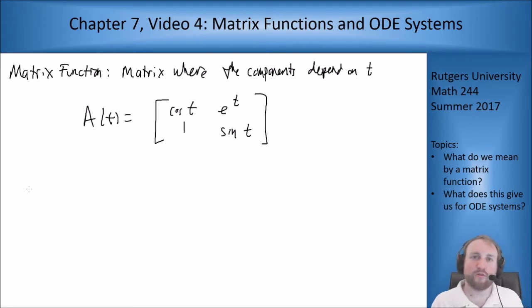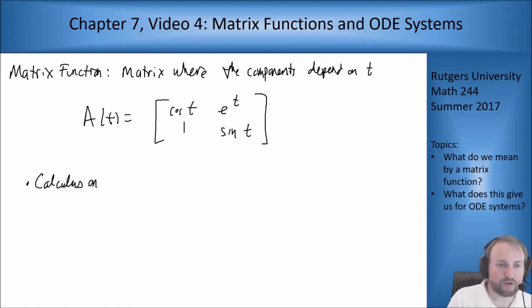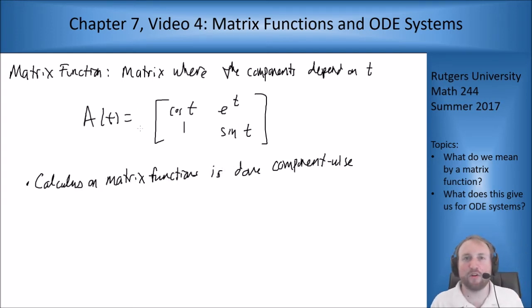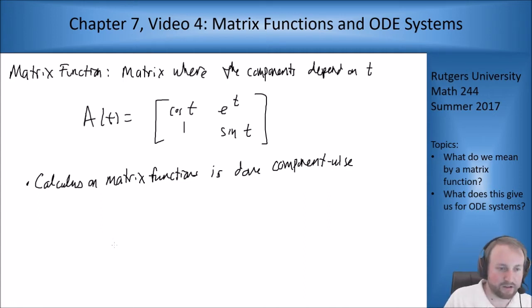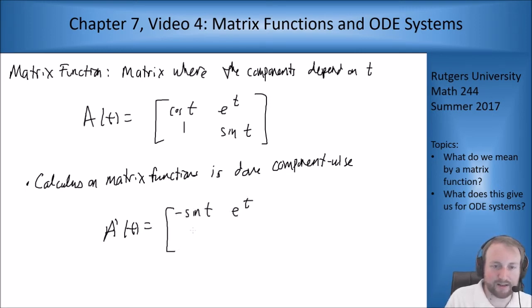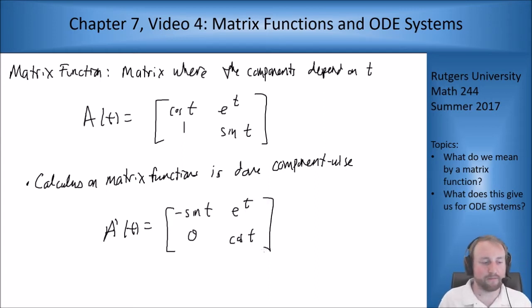So we can do calculus on these guys. Calculus on matrix functions is done component-wise. What I mean is you kind of ignore the fact that it's a matrix and just do each function individually when you are taking derivatives, taking integrals, doing things like that. So for instance, for that matrix, A prime of t is going to be minus sine of t, e to the t, 0, cosine of t, because I'm just taking the derivative of each component individually. You can do integrals, you can do antiderivatives, you can do all this stuff with this. It works the same way, no matter what you do.